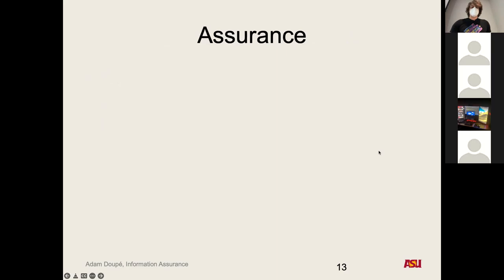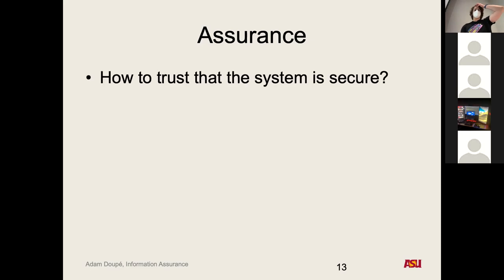Cool. So this brings us to this notion of assurance, which is half of the name of the course, right? The course is information assurance. Assurance essentially is: how do you trust that a system is secure? And I'll talk about this over and over again: you should never think or assume that a system is secure. Almost every system has been broken. Did I tell the example of the voting machines?